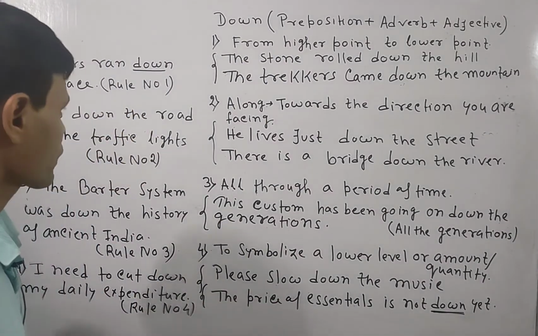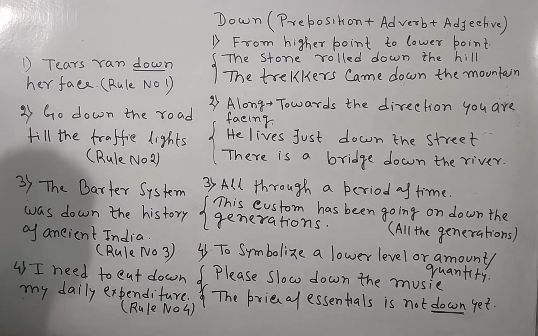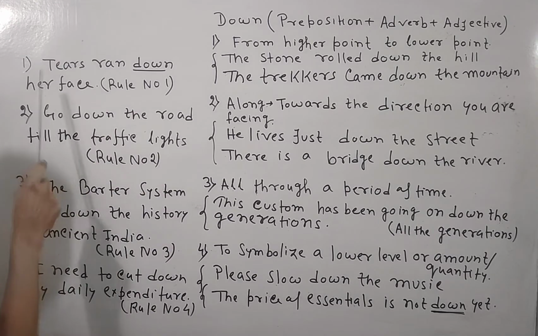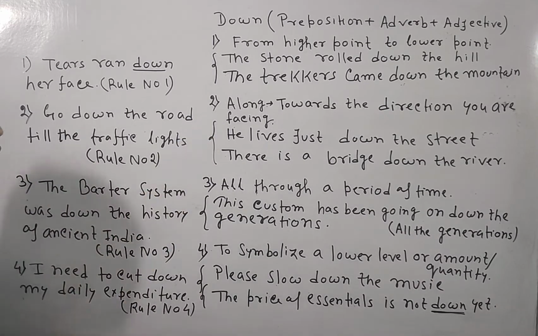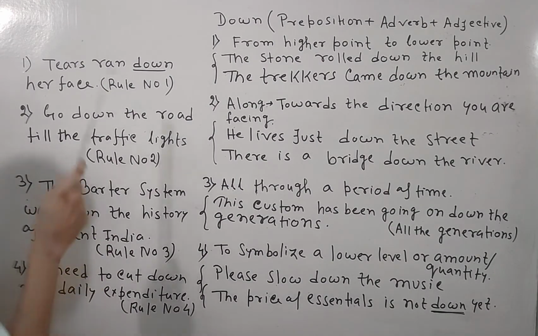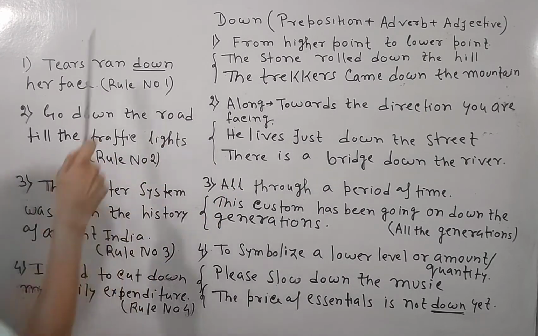Now if I look over some more examples, tears ran down her face, again from a higher position to a lower position. So the first rule is applied here. Tears ran down her face means from a higher point to a lower point.